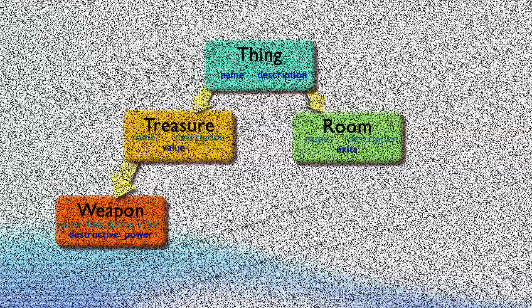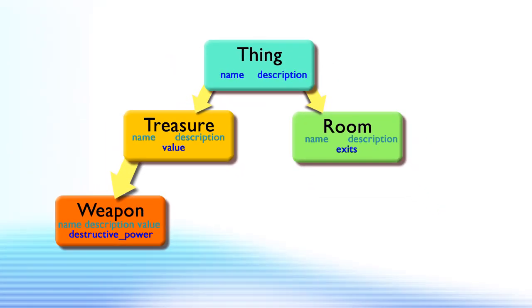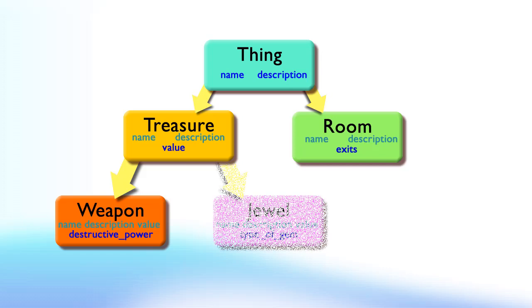And I can carry on creating further levels of subclasses. Here, weapon descends from treasure. It inherits the name, description, and value, and it adds on destructive power. Meanwhile, the jewel class descends from treasure too. So it has a name, description, and value as well, and it adds on one more feature, type of gem.